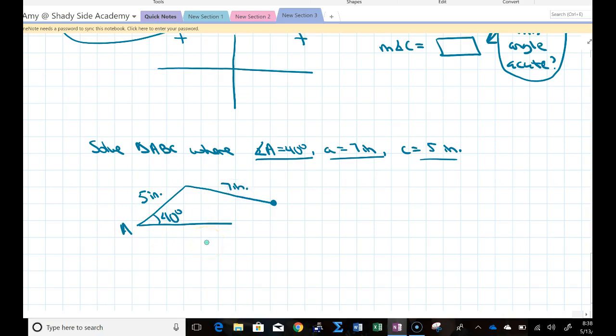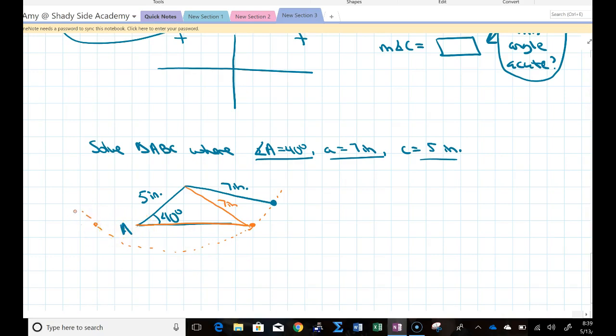Okay? Is it obvious to you that in a case where you have an SSA acute, if the side opposite is bigger than the side adjacent, and Miss Ament is probably holding up her ruler, that this will always create a triangle. As this swings around, it will just come down and hit once, right here. Okay? It'll hit once. But because 7 is longer than 5, if this 7-inch arm keeps swinging around, it's going to come around and intersect again, but past this vertex A.